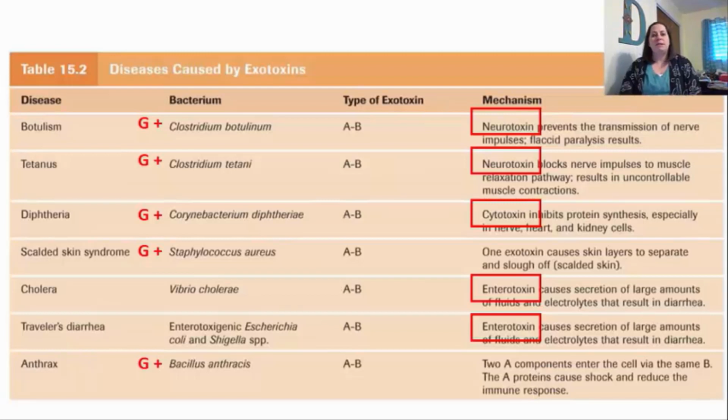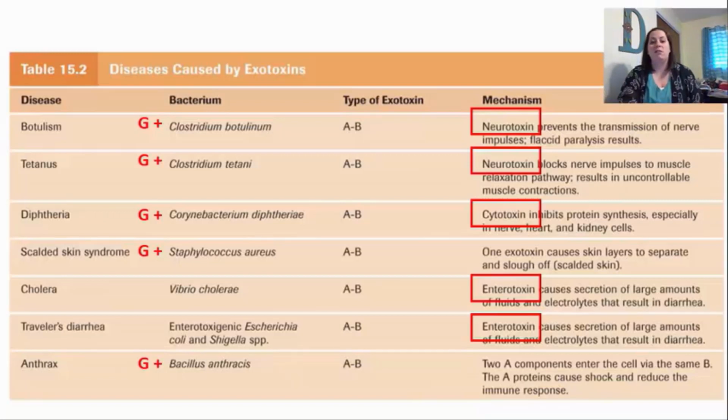All right, so this particular table shows you diseases that are caused by exotoxins. It shows you the disease, it gives you the bacterium, it tells you the type of exotoxin, and it gives you the mechanism. Is it a neurotoxin, a cytotoxin, an enterotoxin, so on. You will notice though, guys, I marked on here that most of these are gram-positive bacteria because most of them are going to be creating this exotoxin because they are gram-positive. There are a few exceptions, with a few being gram-negative.